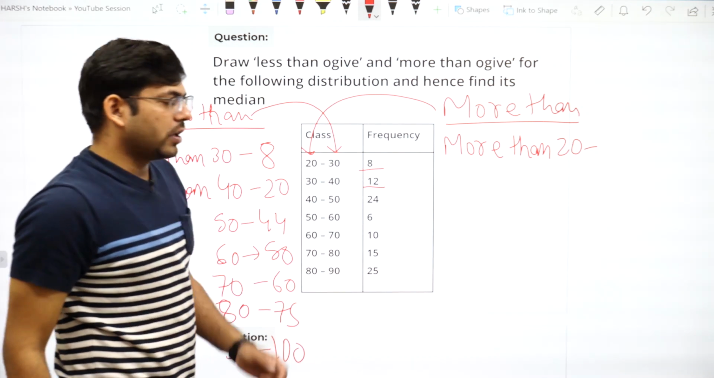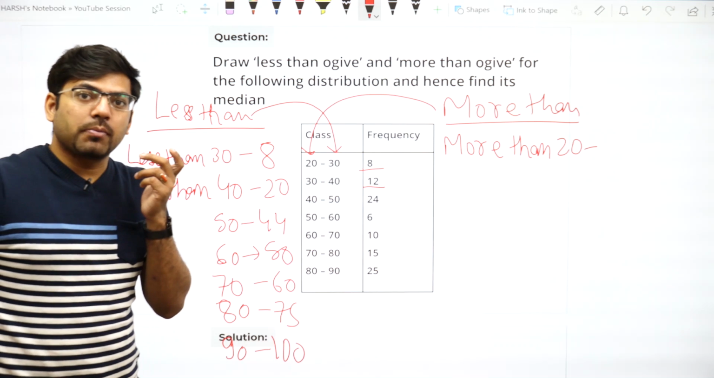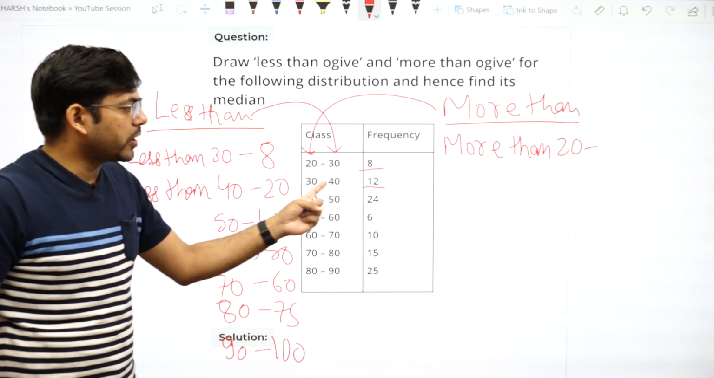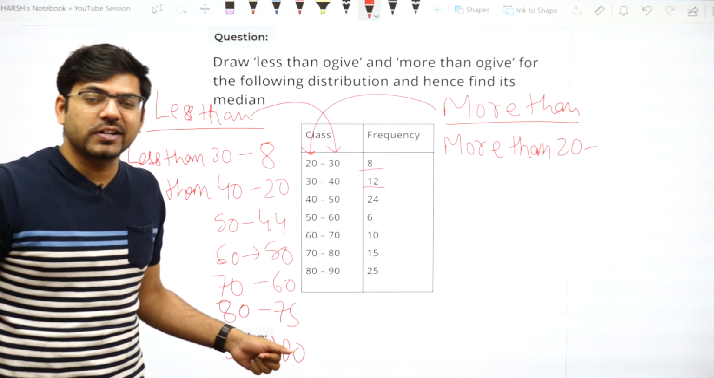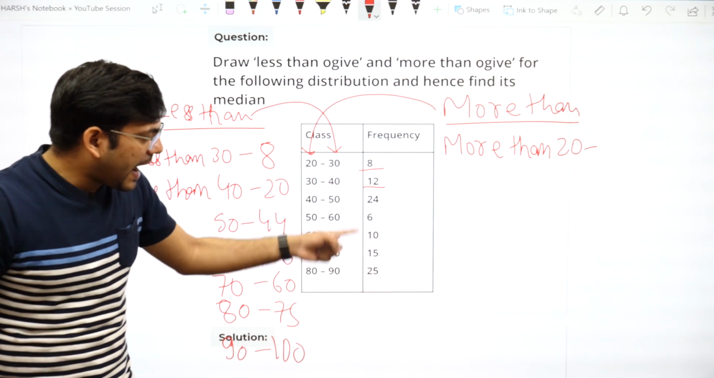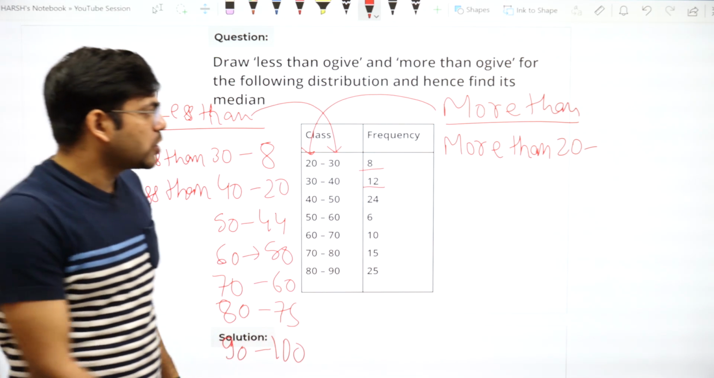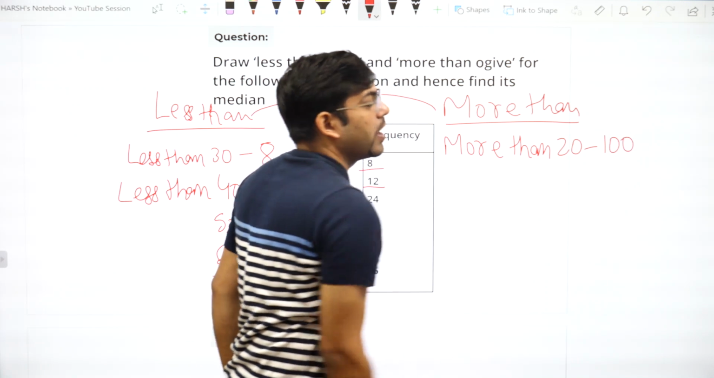Now guys, pay attention here. What are the values which are more than 20? I guess all the values are more than 20 because it is in 20 to 30, 30 to 40. All the values are more than 20, isn't it? So you will add all of them. If you add all of them, we had got 100 here. So more than 20 is all the values, 100.